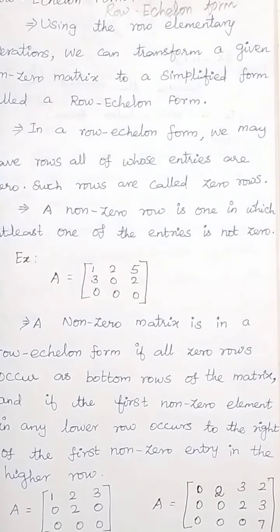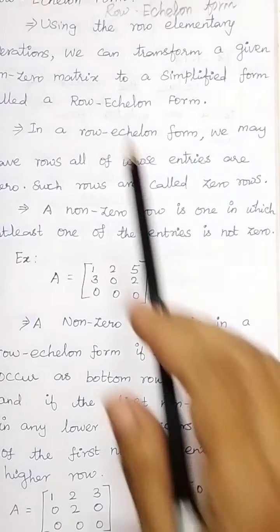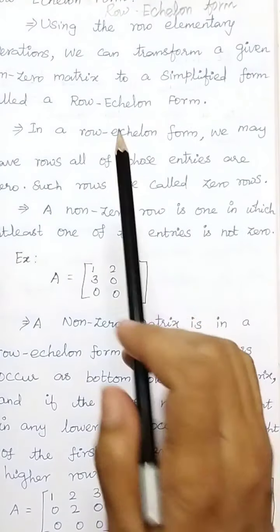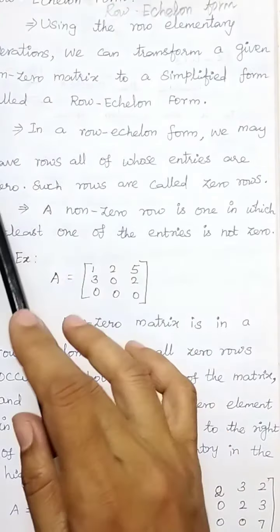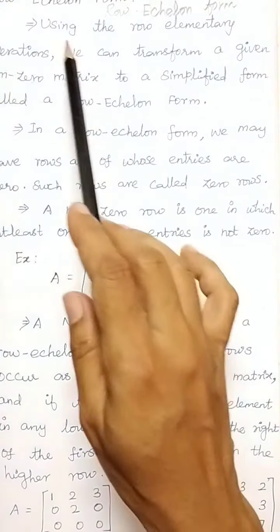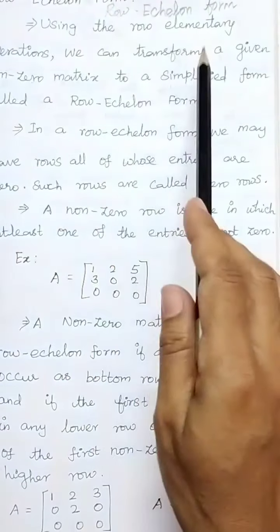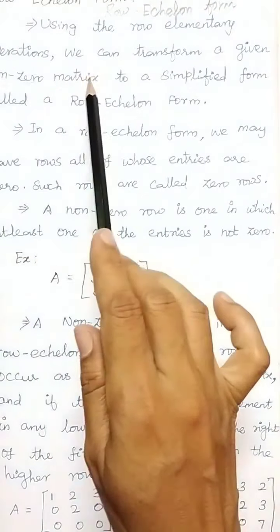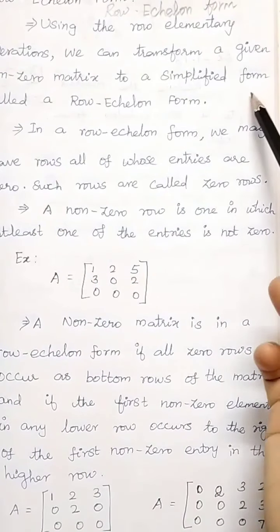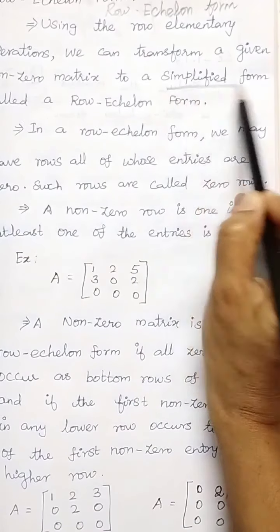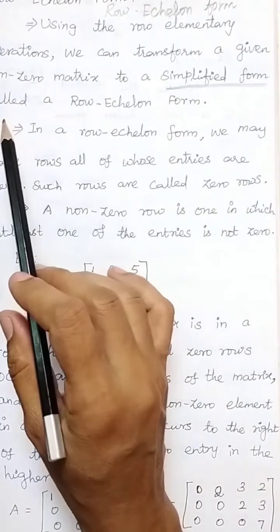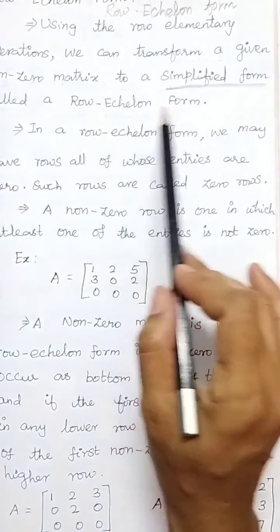We have discussed the important topic, row echelon form. Here we are using elementary row operations. Using the elementary row operations, we can transform a given non-zero matrix to a simplified form called a row echelon form.